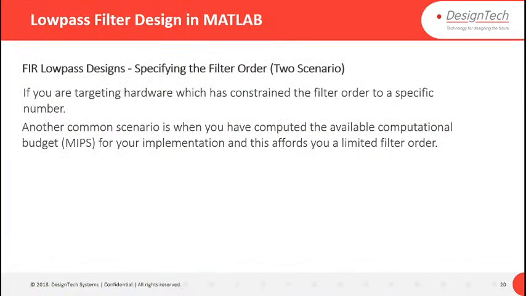Second thing, we have to ask if you are targeting hardware which constrains the filter order to a specific number. Let's say you have a constraint: I have this FPGA board and the maximum order can be this only. Then in that case you go for IIR, right? There you can reduce the filter order. Second scenario: you have computed the available computational budget for your implementation, and this affords you only a limited filter order. Otherwise, if you have the budget, then go for high order filters, right?